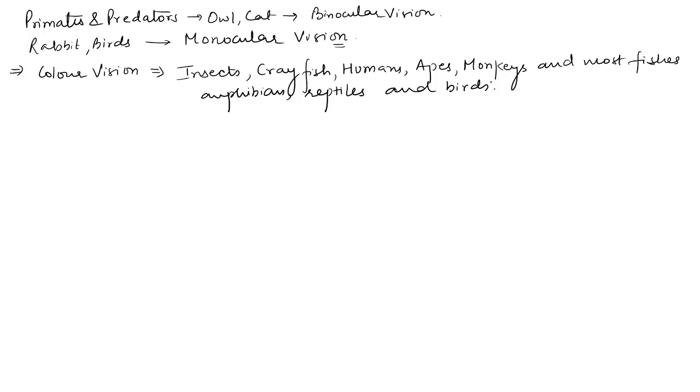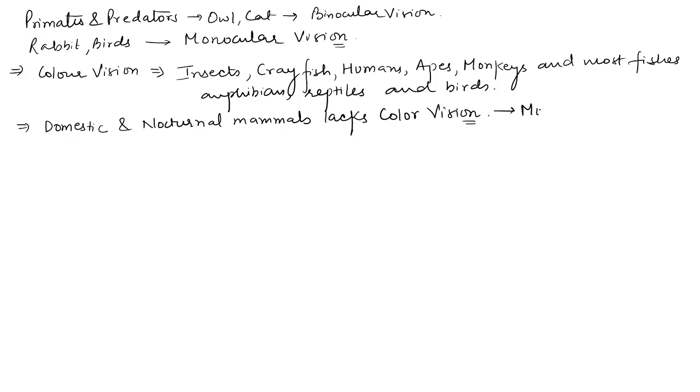Most domestic and nocturnal mammals and sharks lack color vision. Domestic mammals lack color vision, known as monochrome, which is a shade of gray. Monochrome vision. Then comes the nocturnal and diurnal vision.